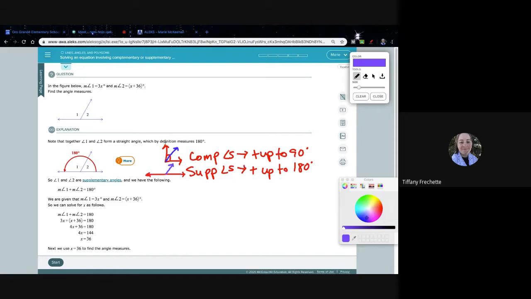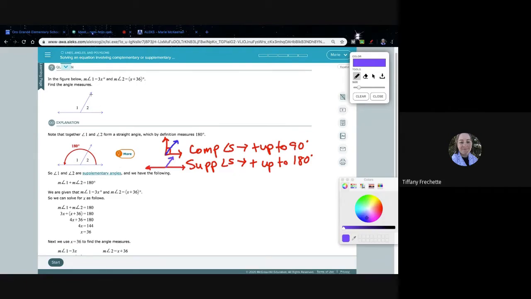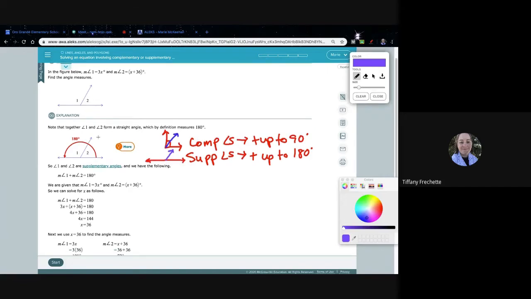All right, so now that we know that, we go through and look at the problem. They tell us angle 1 is 3x and angle 2 is x plus 36. So they give us the two angles here. And we can see we're working on a flat line with another line coming out of the bottom here. So we have two angles that add up to 180 degrees. So we're going to say angle 1 plus angle 2 equals 180. We know angle 1 is 3x, and we know angle 2 is x plus 36. So instead of angle 1, we put 3x, and instead of angle 2, we put x plus 36.